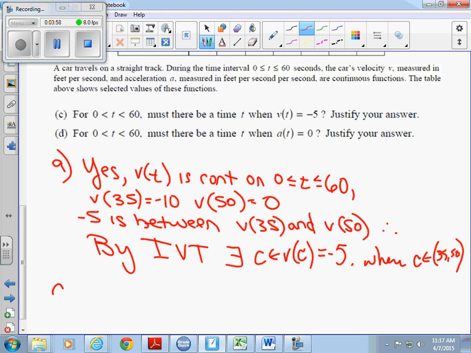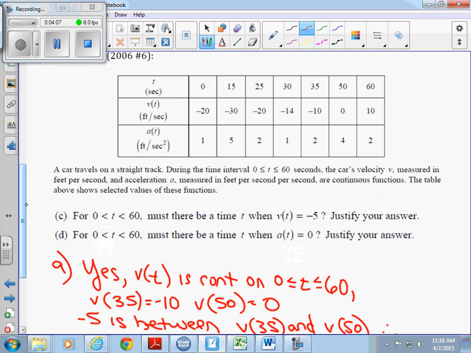Part D. For 0 to 60, must there be a time when the acceleration is 0? Justify your answer. And the first thing I'm going to do is look down on the acceleration graph. And that answer is no. Why is it no just on the acceleration graph? It never goes negative, so maybe not. Is that a good time to stop and say, nope, doesn't happen? What should I also probably look at?